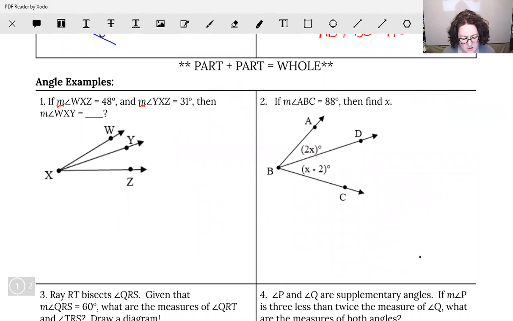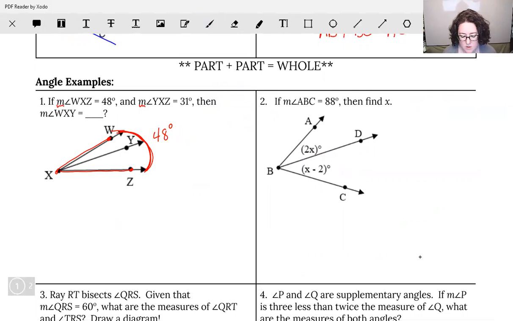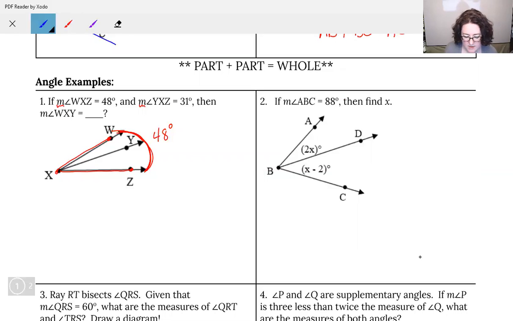Wait a second, let's think of this. WXZ, so which angle is that? Trace along the picture. So WXZ, wait a second, that's the whole angle. So I like to do this arc along the whole side if I need to. If I have overlapping pieces, I've got to do something to organize my info for myself. That whole thing is 48 degrees. Okay, angle YXZ. Let me do a different color. So YXZ, so I'm going to trace through. Here's YXZ. So this is just the lower piece of it. So that's 31 degrees, just that lower part.